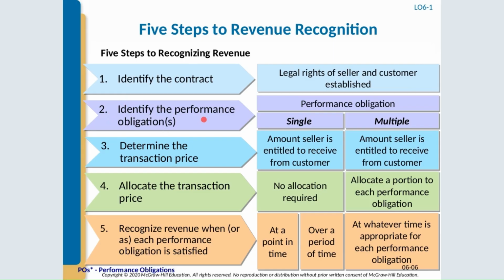We have to identify the performance obligations, and we're going to go over some examples to see that sometimes this part, number 2, is a bit more complex. Okay, the determination of a transaction price, that can be a little bit more complicated when we're dealing with multiple deliverables, and then we have to allocate a price to each. And then once we have designated the price and we have identified the different components, then we have to see how we are going to recognize the revenue for each one of those components.